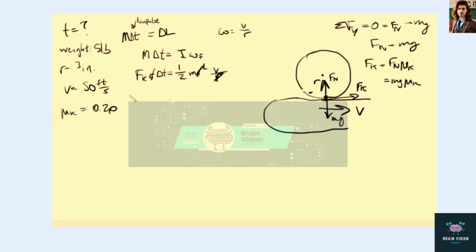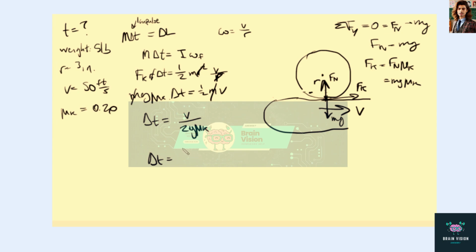Now that we know that, we can say that mg times the coefficient of kinetic friction is equal to t times 1/2 mv. We also know that the m's are going to cancel out, so now we simply plug in to the following equation to get our time interval. It is t equals v over 2g times the coefficient of kinetic friction.